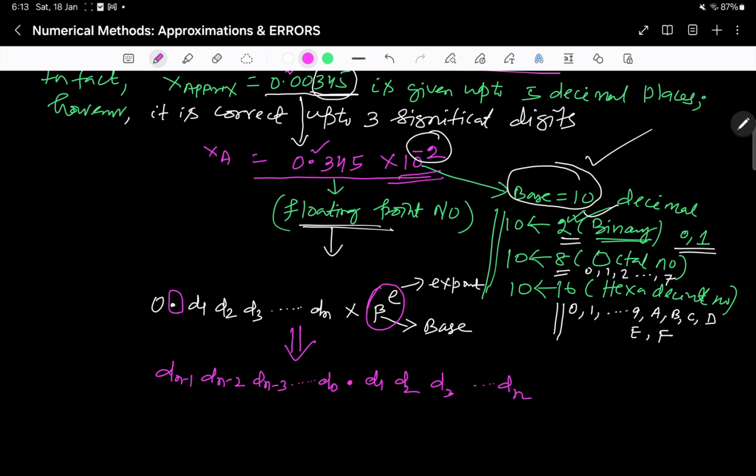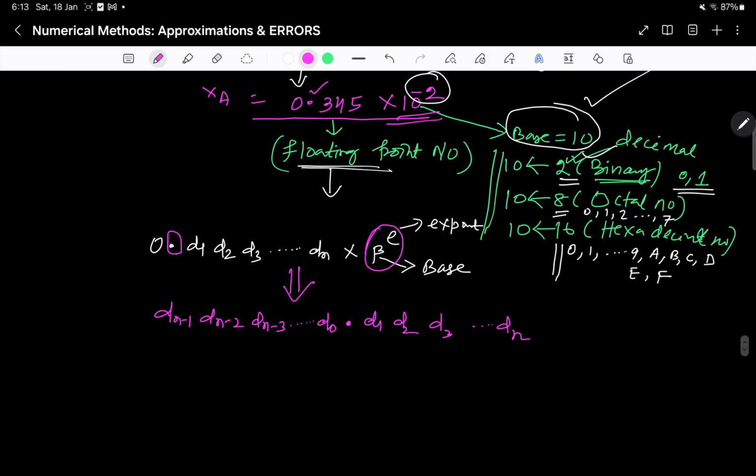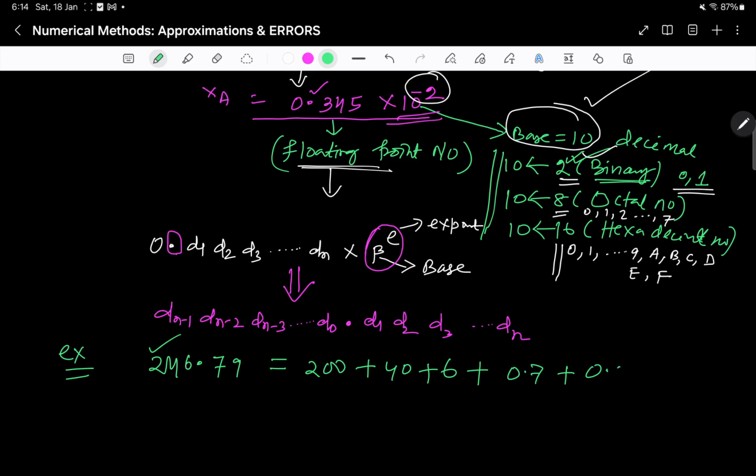Why am I writing like this? Because suppose I say a decimal number, for example 246.79. How will you express it? You will express it as 200 plus 40 plus 6 plus 0.7 plus 0.09. In that way you will write it. It should be minus 1, minus 2, minus 3.